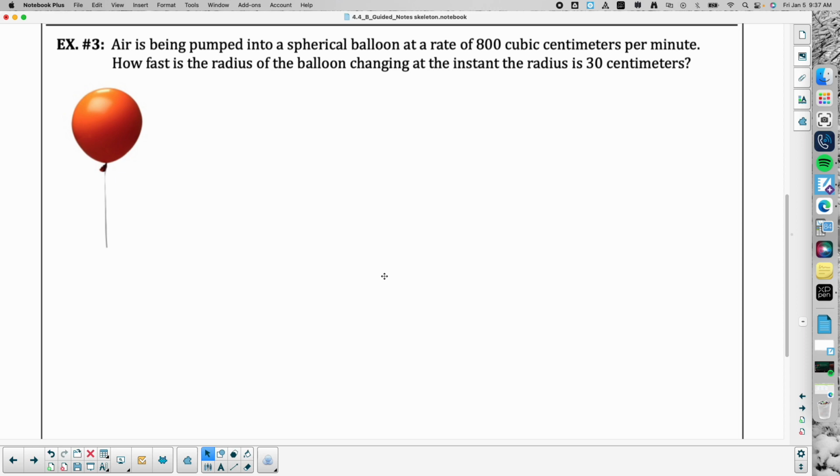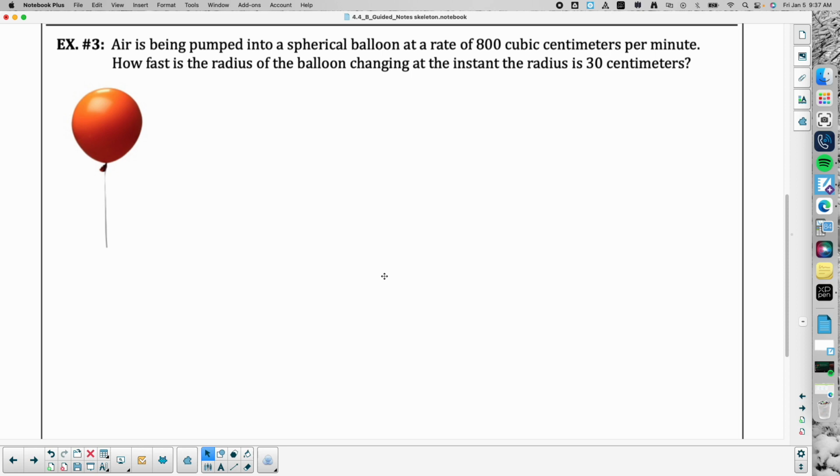Okay, it says air is being pumped into a balloon, it's a spherical balloon. I think we all know they're not actually spheres, but we're just going to pretend. At a rate of 800 cubic centimeters per minute, how fast is the radius of the balloon changing? At the instant the radius is 30 centimeters. That's a big balloon, correct? Yeah, that's about a 12-inch radius even. That's a big balloon. Okay, so first thing we should do though is figure out what we are trying to find.